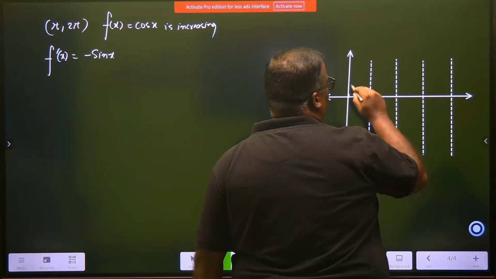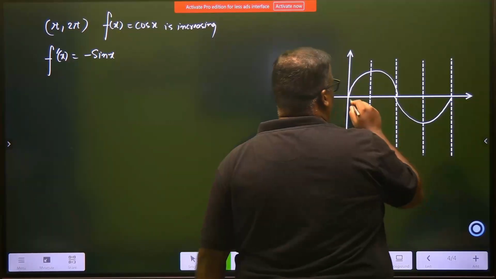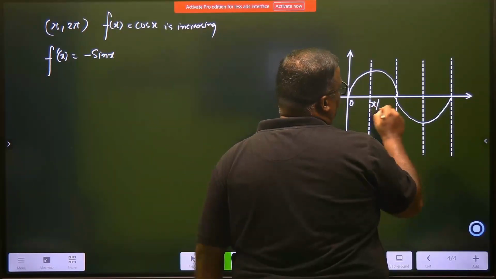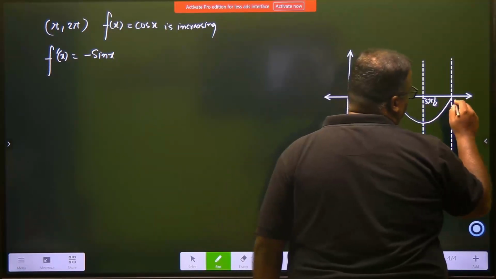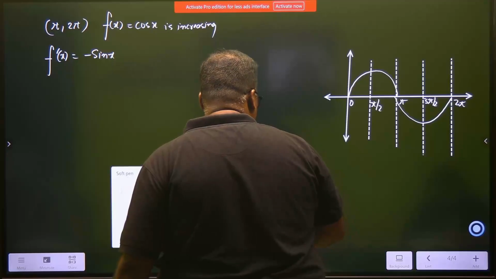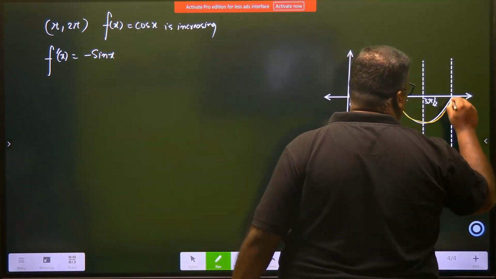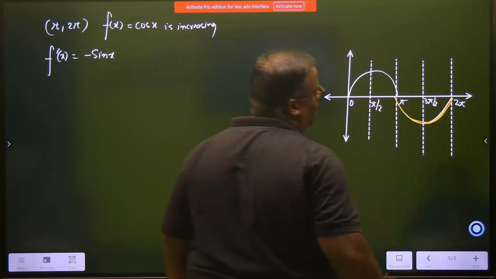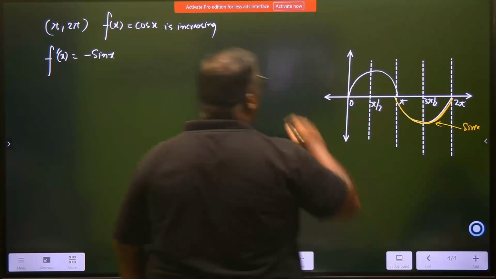A sine x curve will increase like this and go like this, where this is 0, pi by 2, pi, 3 pi by 2, and this is what, beta? 2 pi. Mind you, children, they are asking me to analyze this graph between pi to 2 pi. And what is this graph? Sine x.